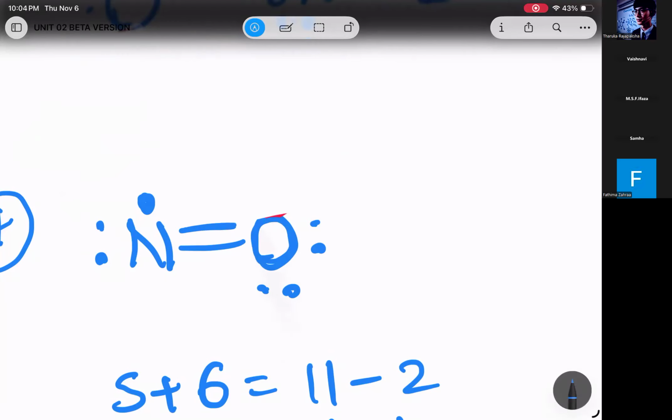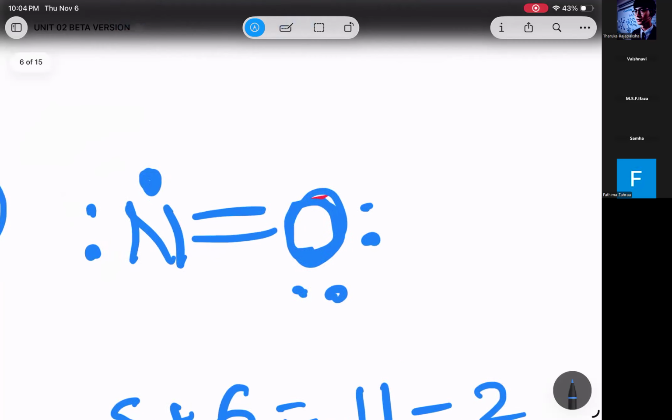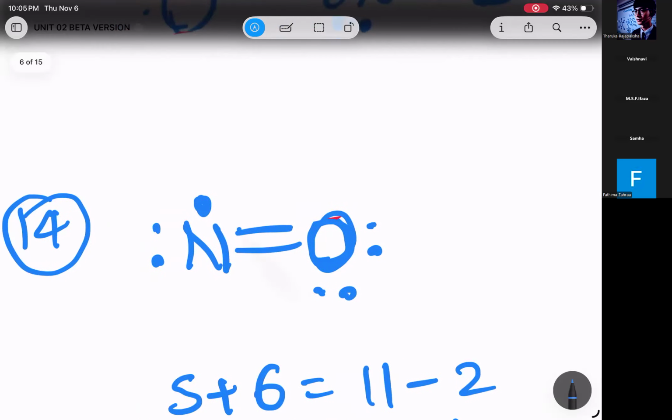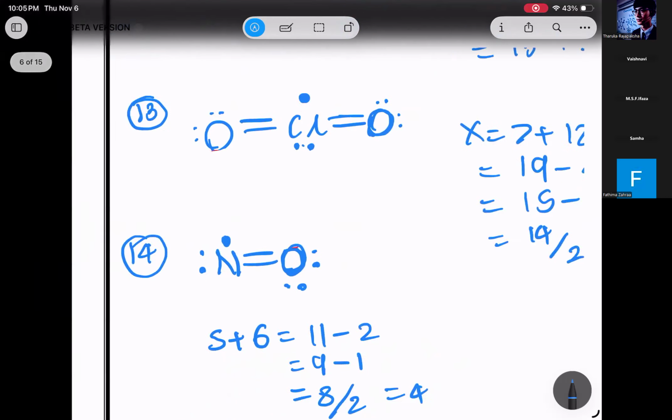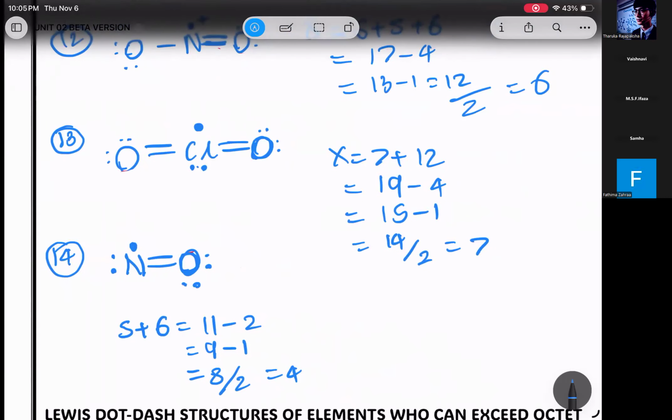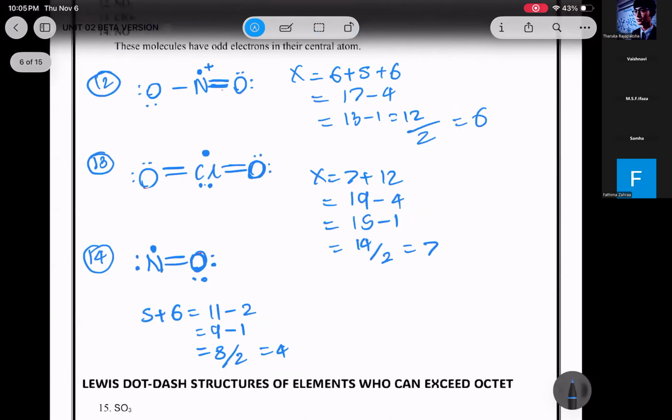Like this. Now people, this nitrogen, 1, 2, 3, 4, 5. 5 electrons it has got, so there's no charge for nitrogen. Oxygen also there's no charge, so this is the structure for NO. This is the structure for NO. I hope you understood this part. Hari?